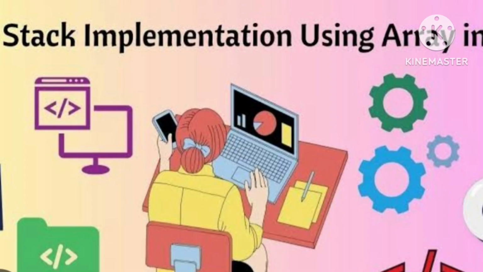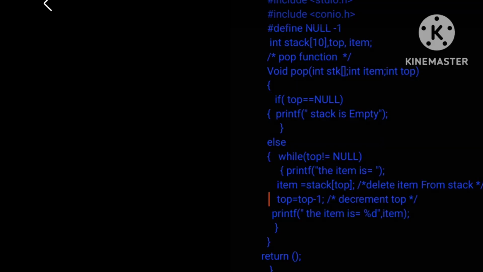So here is the programming code of popping out an element from the stack. In this programming code we have made a pop function where we first check the condition whether the stack is empty or not by using the if statement. If the stack is not empty, then we have to pop an item from the stack.